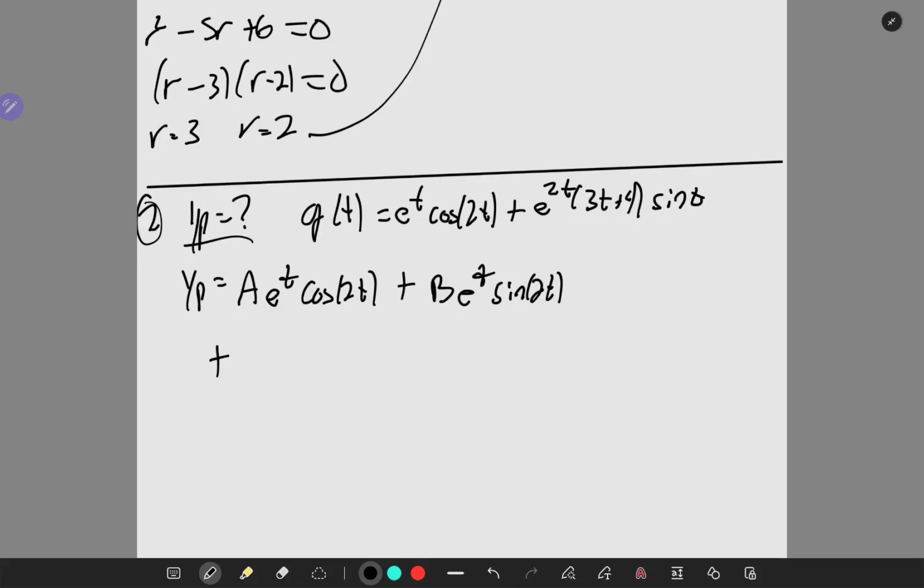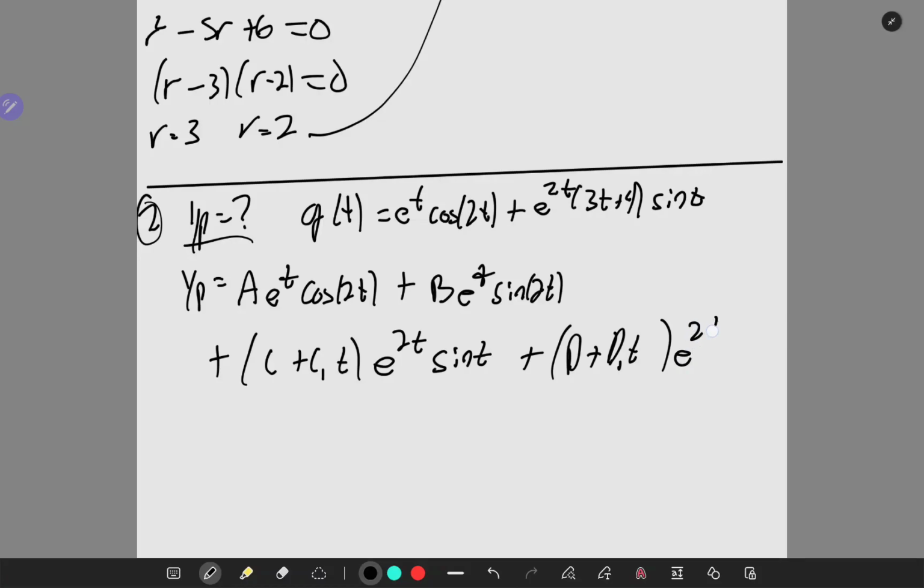So I'm going to write this out as, we're on to c now, right? Follow the alphabet. c plus c1 t times e to the 2t. I just rearranged those two, times sine of t. Plus, sine has to go with cosine. Now we're on to d. Plus d1 t, e to the 2t cosine of t. Now let me just double check.